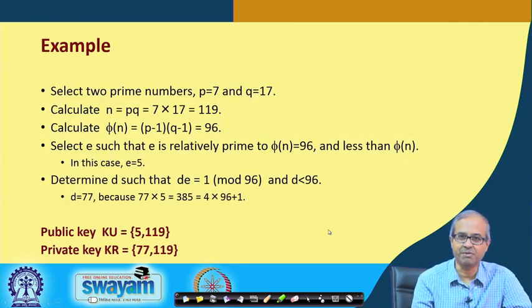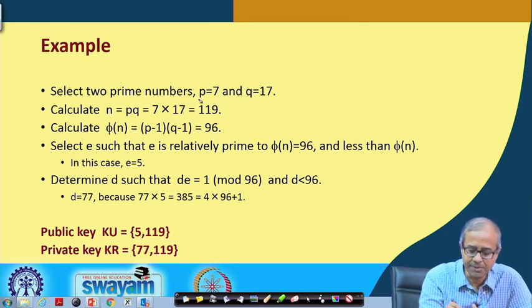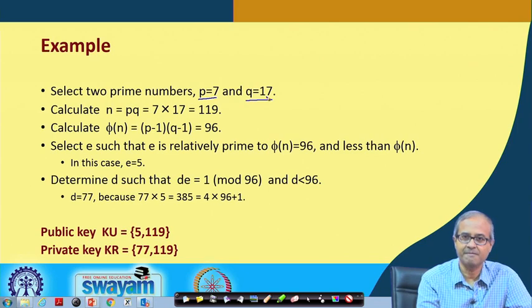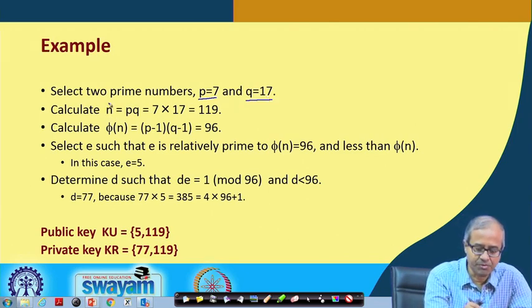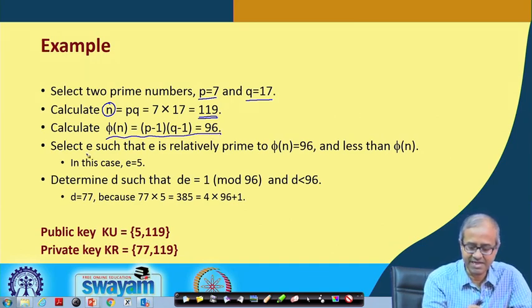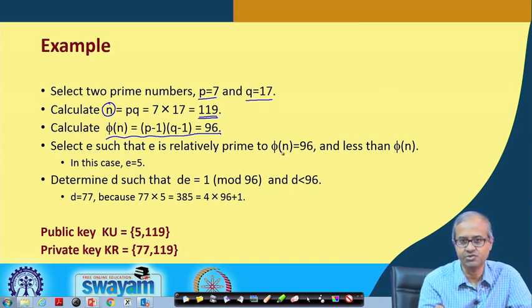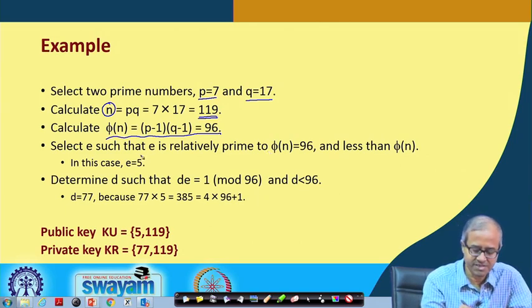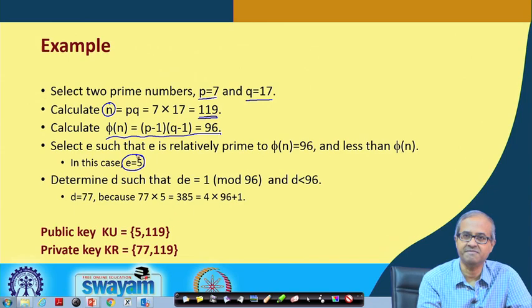So, let us take a simple example just to illustrate, a very small example. Let us suppose the two prime numbers you select are 7 and 17. First, you compute the value of n as their product, which comes to 119. The Euler quotient is coming to 96. Select E such that the GCD of E and phi n is 1, which means relatively prime to phi n. One such value of E you can take as 5. You can verify, 5 and 96 are relatively prime, the GCD is 1.